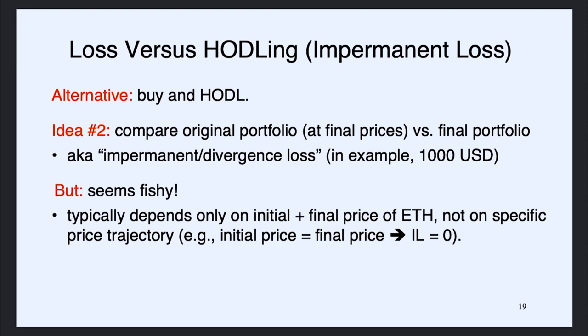Okay, it's as if you were holding the asset, because the price happened to return to its initial value. And again, the impermanent loss is zero whether the price stayed constant the whole time or was jumping around all over the place. So even if you're not an expert, it starts sounding a little weird, like maybe we're not actually capturing the adverse selection costs we were hoping to.